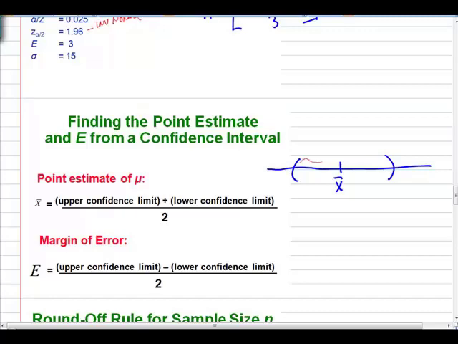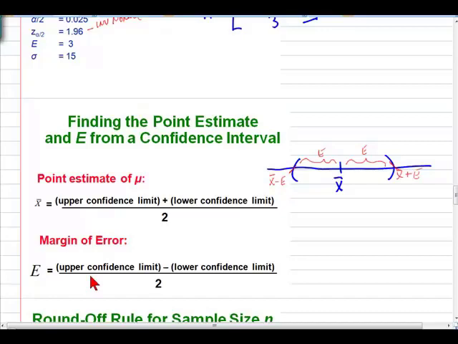The error here would be the same to the left and to the right. So this number right here would be x bar minus the error. This would be x bar plus the error. In order to get x bar, we just need to average these two numbers together to get the number that's in the middle. This is a formula for an average. Add the two numbers together, divide by 2.